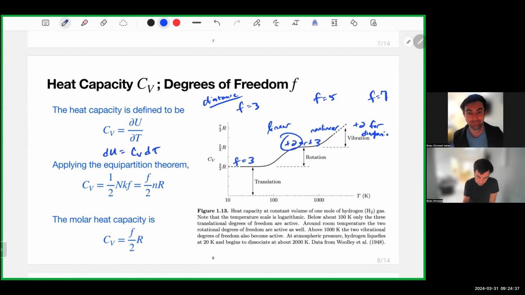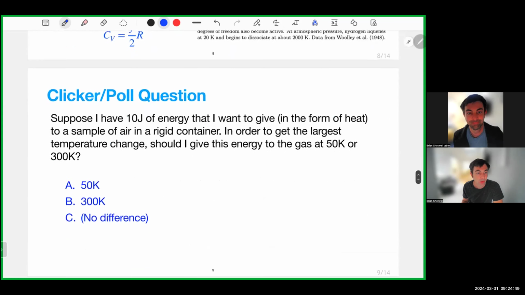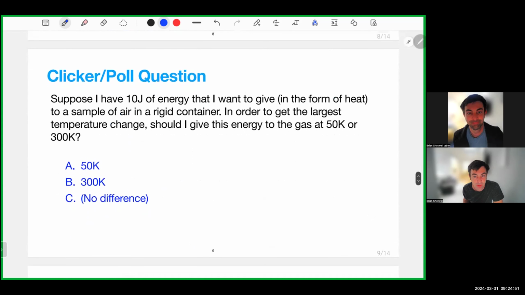So what's being plotted right here is just the molar heat capacity, showing how it can depend on temperature because of quantum mechanics and because you need higher temperatures to excite those degrees of freedom. Okay, suppose I have 10 joules of energy that I want to give in the form of heat to a sample of air in a rigid container. If you ever see rigid container, that automatically means delta V equals 0. And so if V is constant, then there's no work being done. W equals 0. We're not mechanically compressing, or the system's not expanding. And so what this means from the first law is delta U equals Q.